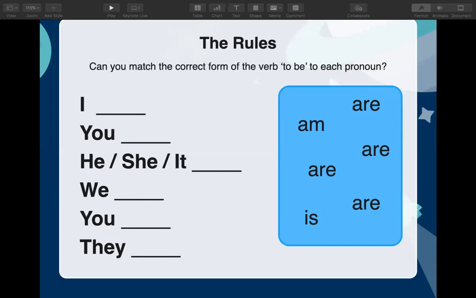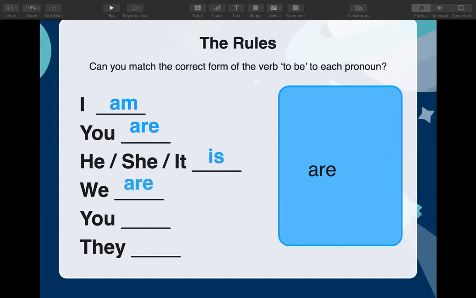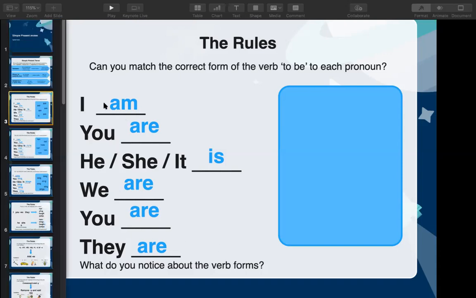Yes. So let's try matching the correct verb in each pronoun. For example, I, we use am. You are. He, she, it is. We, you, and they are. So do you notice anything about the verb forms? All right. The form of the verb changes depending on the subject, yes? The form of the verb changes depending on the subject.